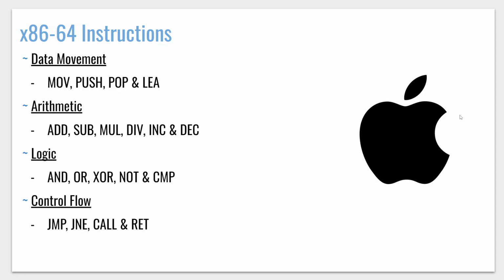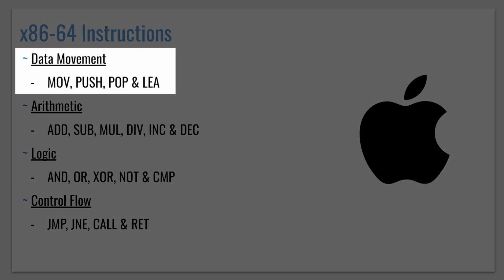Next we have x86 instructions. The first group is data movement. MOV is used for moving values into different registers. PUSH is used to push data onto the stack. POP is usually used to move a value from the stack into a certain register. And LEA, which stands for load effective address, is used to load the address of a memory location into a register.